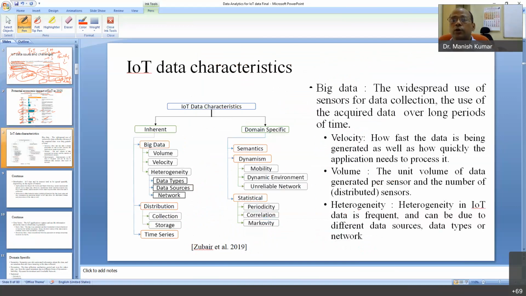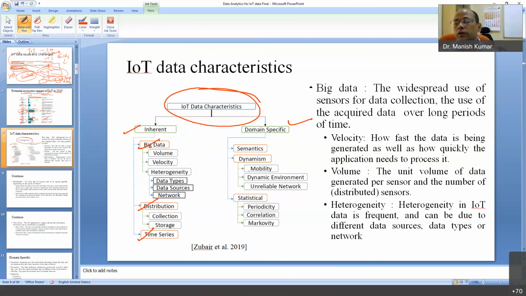Then we move to IoT data characteristics. Obviously, if we look at the characteristics of IoT data, you can have two categories, that is inherent and domain specific. When you talk about inherent things, then certainly we'll be talking about big data, distributions, and time series based data collections.